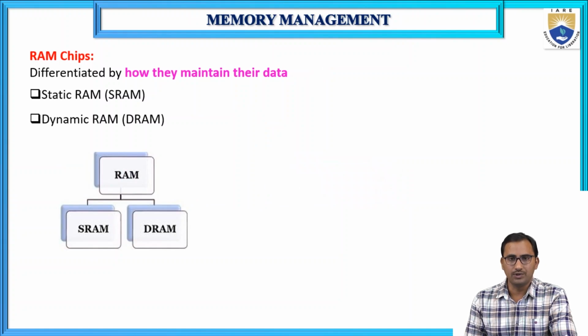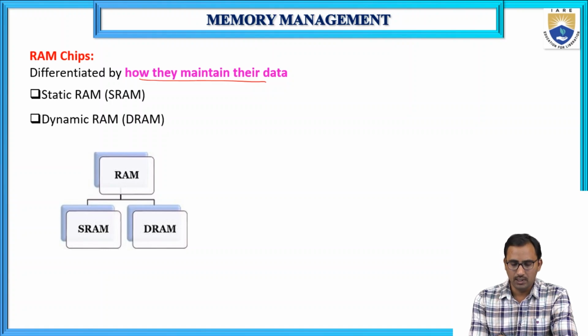Coming to the RAM chips. The RAM chips are differentiated by how they maintain their data, that is, how the data is stored in the RAM chips. Based on that, the RAM chips are classified into two types. The first one is the static RAM and the second one is the dynamic RAM. In static RAM, the data is stored in the form of flip-flops. Whereas in dynamic RAM, the data is stored with the help of a capacitor and a flip-flop. So this is about the RAM.